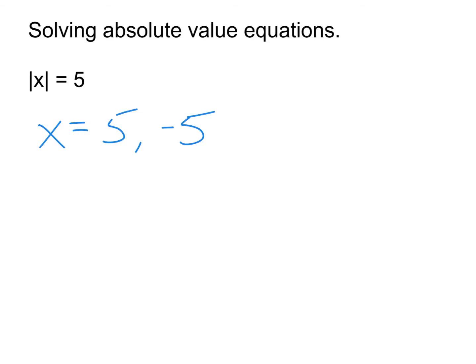So if x is 5, the absolute value of 5 is 5. If x is negative 5, the absolute value of negative 5 is also 5. So there's actually two possible solutions here. This is going to be the case as we solve these absolute value equations, where there are two possible answers. Go ahead and write down this problem.